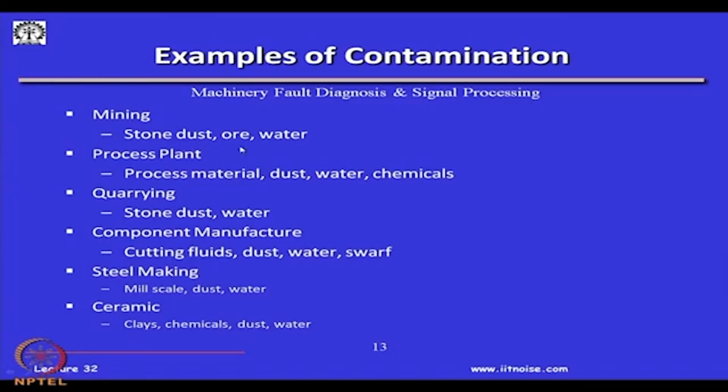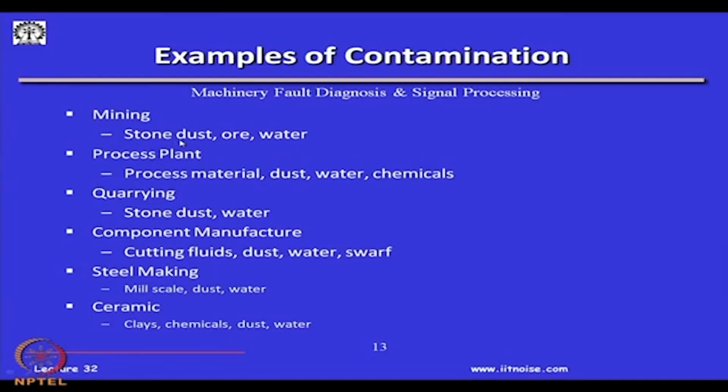Okay. And as examples of contamination, just as a closer, we will have mining. Usually, if you go to a mine, it is stone, dust, ore or water. In a process plant it is process material, dust, water. A lot of water comes in this mining process plant and quarrying. In component manufacture, ceramics, you will have a lot of clays and chemicals. So, this also gives us a clue as to what happens.